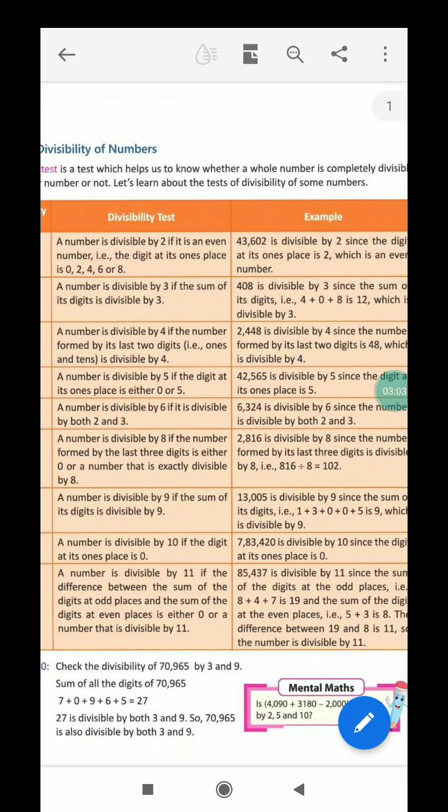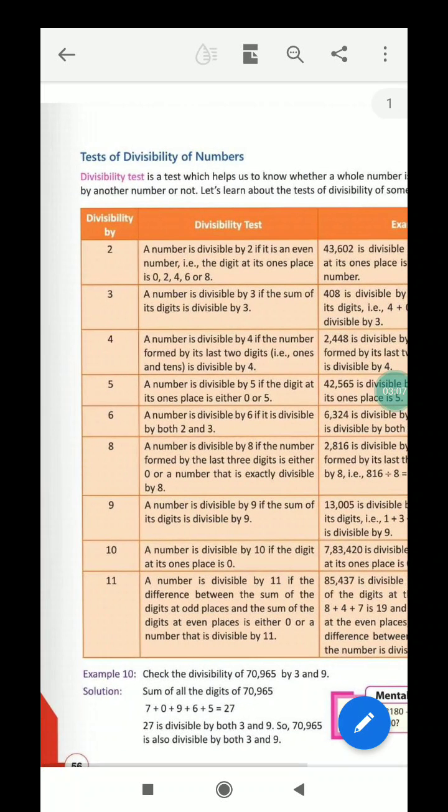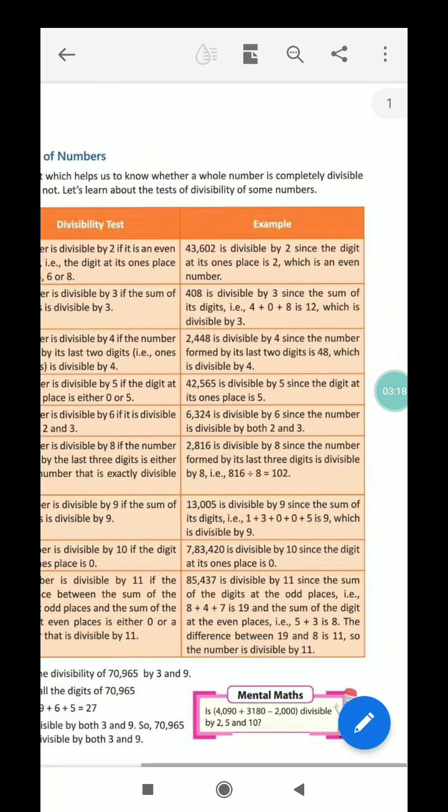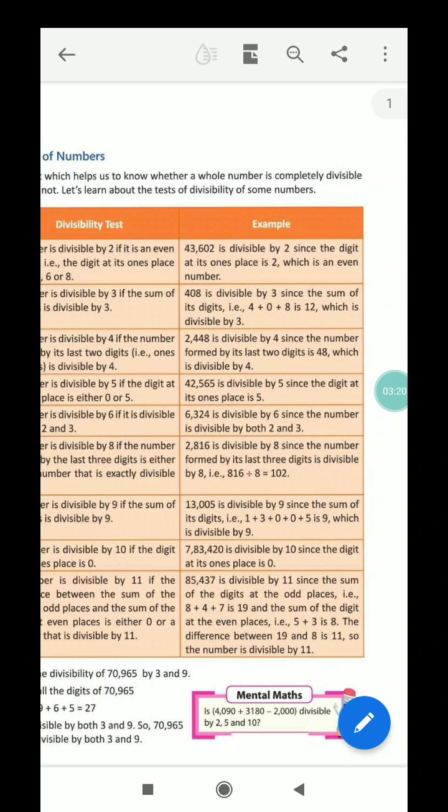Now divisibility by 5. A number is divisible by 5 if the digit at the ones place is either 0 or 5. Let us take an example. 42,565 is divisible by 5 since the digit at its ones place is 5. Here, at the ones place, in 65, the ones place is 5, so it is divisible by 5.